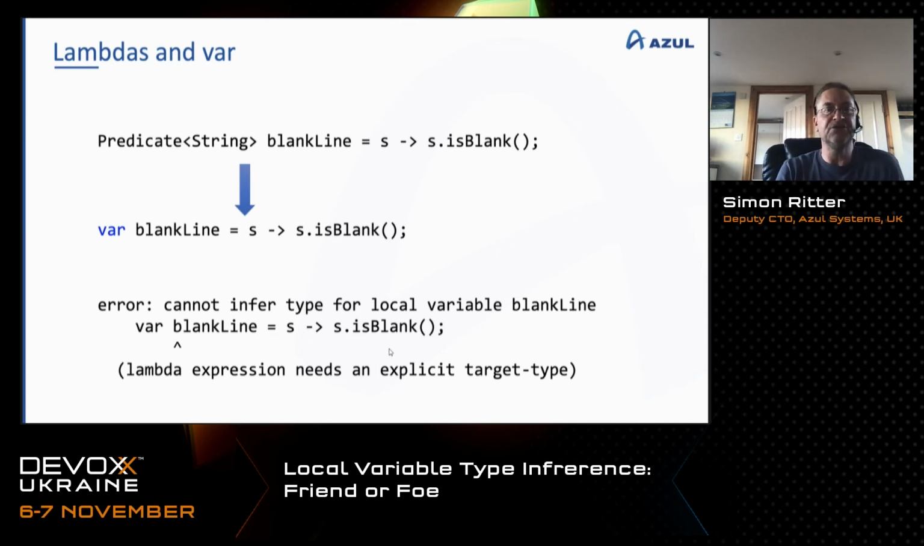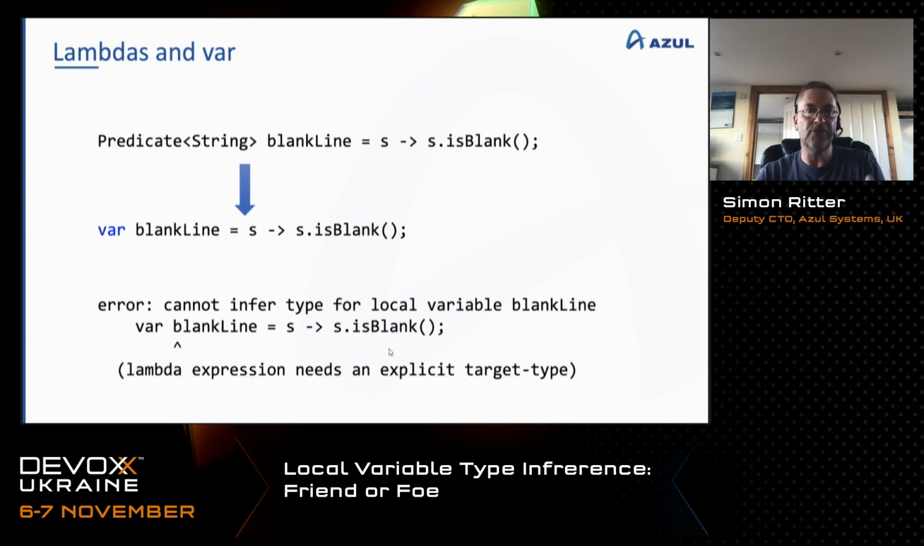That would satisfy the type of blank line, because a Predicate of type String has a single abstract method called test, which takes an object of the type of the predicate, in this case String, and returns a Boolean. So that would satisfy that. But the problem is I can create any functional interface I like.